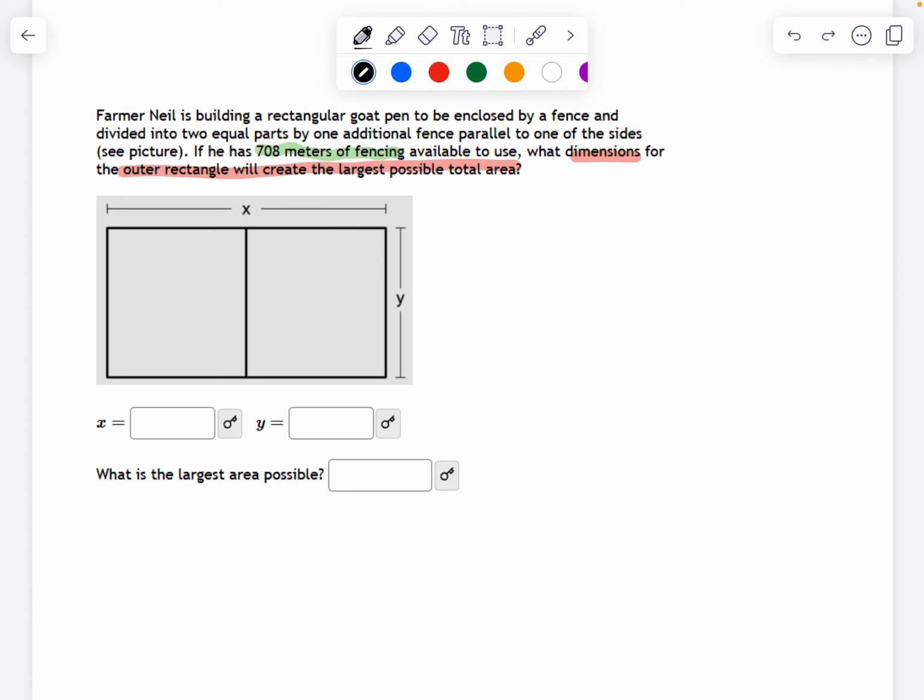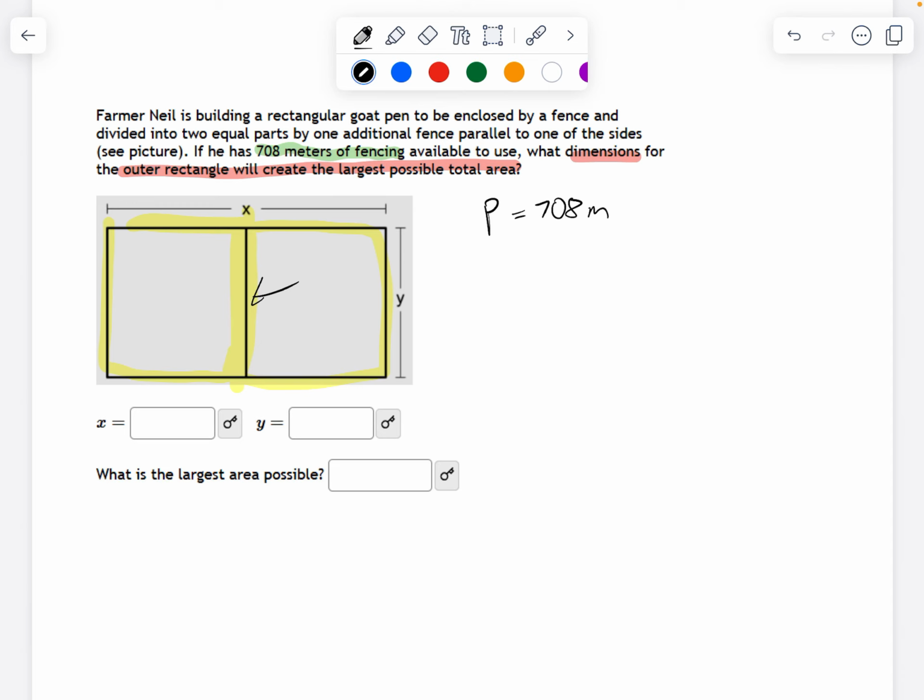So when we're looking at this, we know a couple of things. First thing, right? Our goal is to create this fence. Now the fence is all of these sides right here. We're looking for all of those. So we're looking for essentially the perimeter of our rectangle here, as well as doing one extra side. And we know the perimeter of this whole thing with that extra divider in there is going to equal 708 meters.